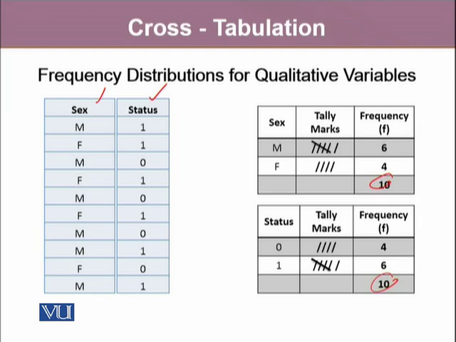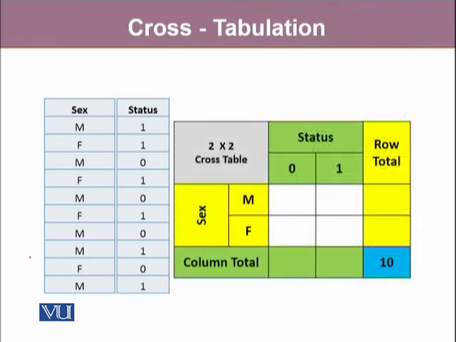These two frequency distributions are univariate frequency distributions because they only talk about one variable at a time. But to step further, if we want to look at two variables at a time, and especially two qualitative variables at a time, we look at a grid of rows and columns that's called a cross table. A cross table has one variable on the row side, that's sex, and the other variable on the column side, that's status.